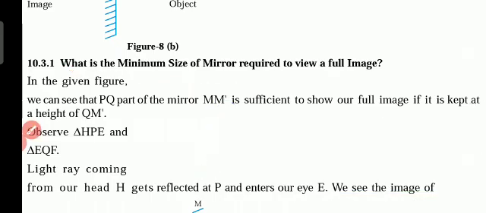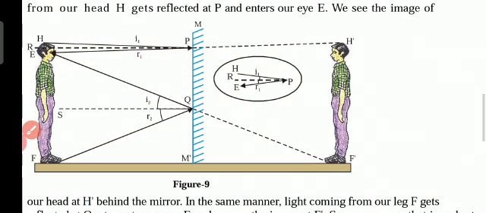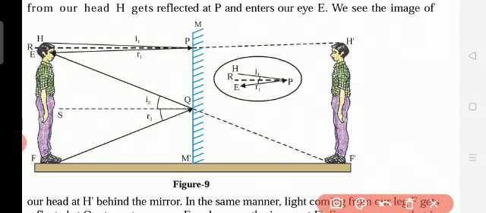So here you just see the image. The person is standing here. This is the plane mirror. The plane mirror is M and M dash. Actually, M and N dash is the plane mirror.